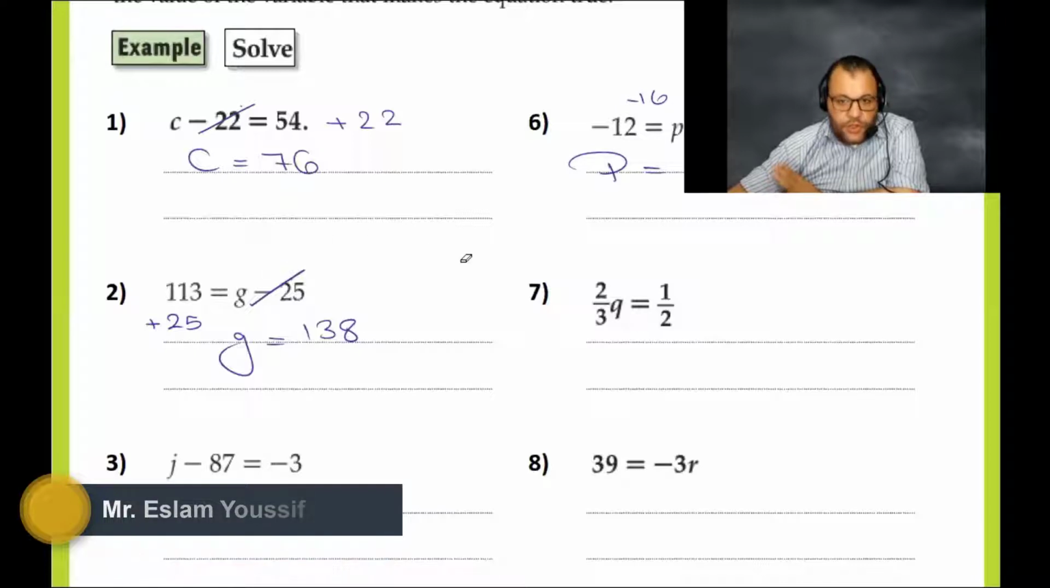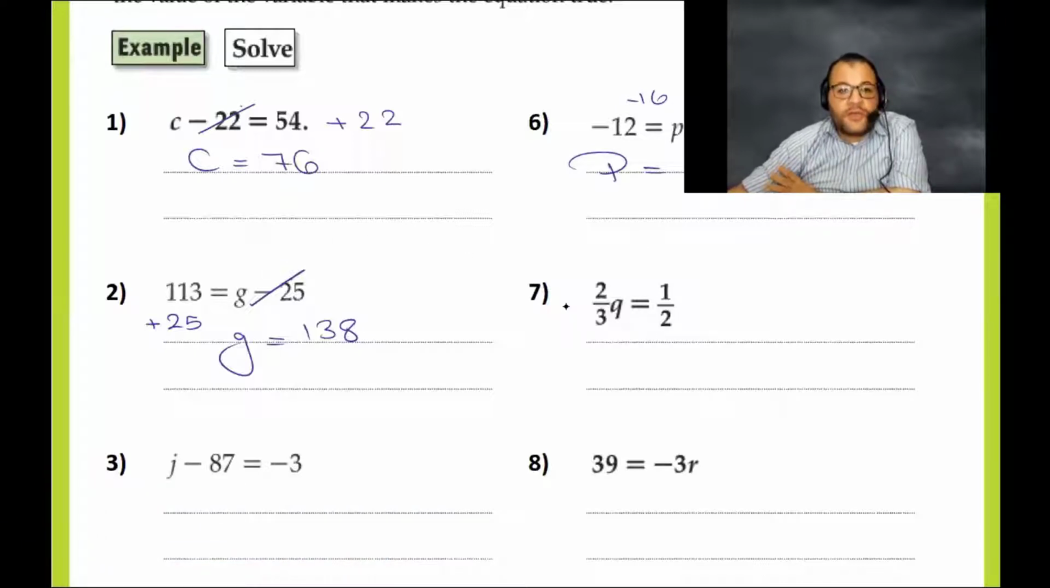No problem. So for the multiplication, we use the inverse operation. As we said, now we have minus, we shift it to be plus. Plus becomes minus. But now what is the meaning of 2 over 3q? It means 2 over 3 times q. So to shift it to the other side, we divide by 2 over 3.